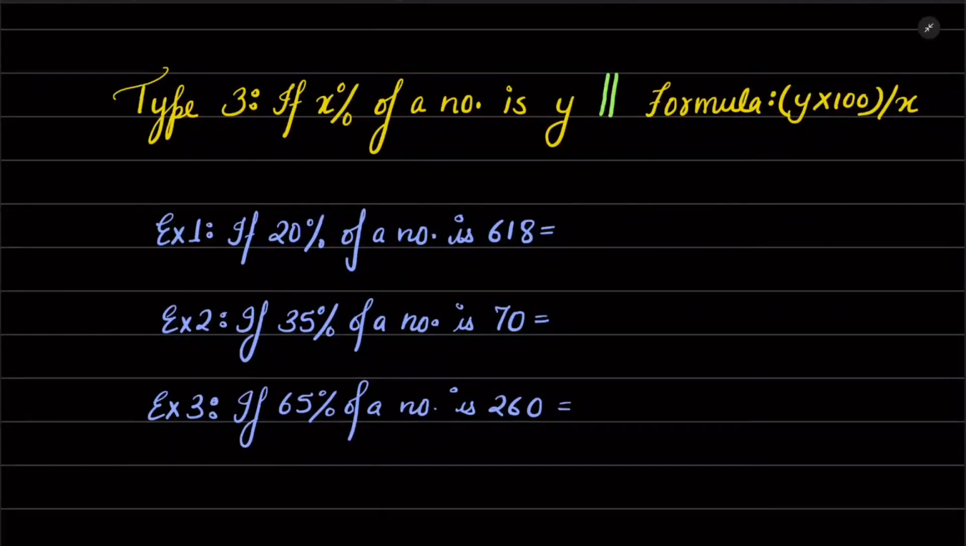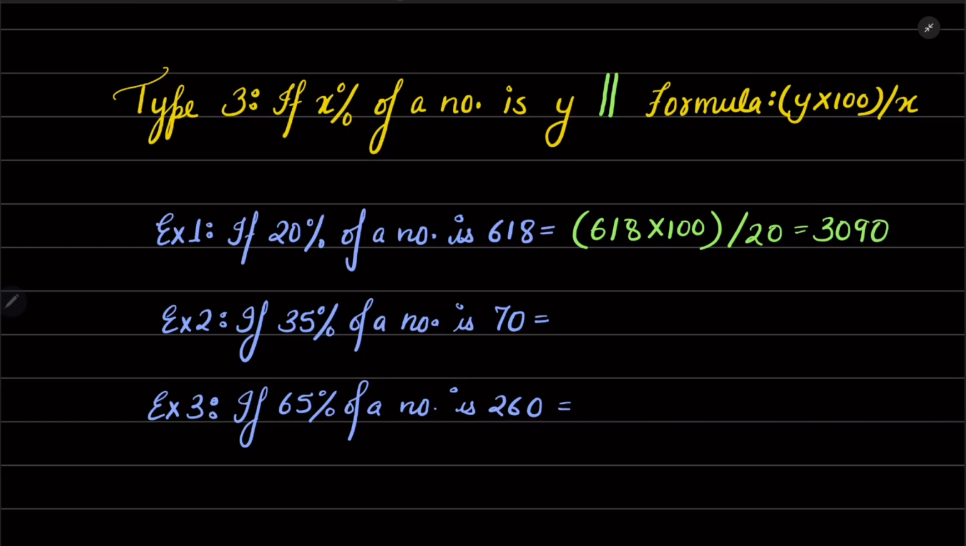Moving on to the last type, we have: if x percent of a number is y, then what is the number? Now the formula here that we use is y into 100, divided by x. Now let us see this in an example. If 20% of a number is 618, then what will the number be? y is 618. So we have 618 into 100 and we divide it by 20. So the answer is 3090, that is our number.